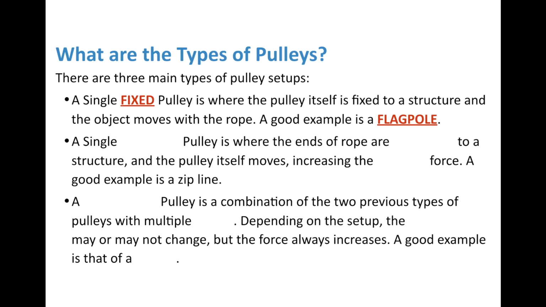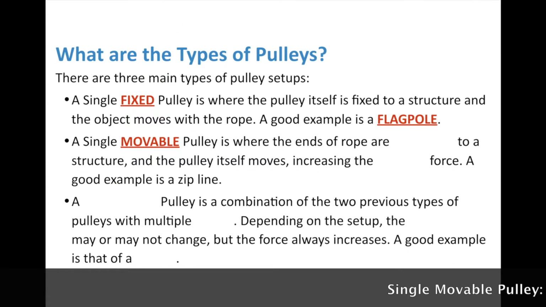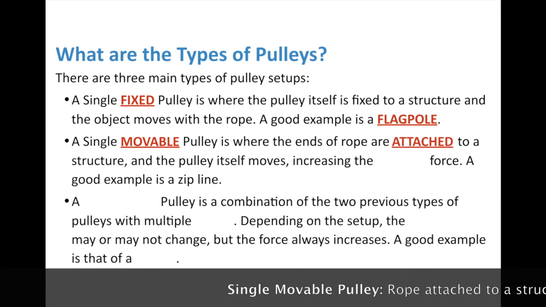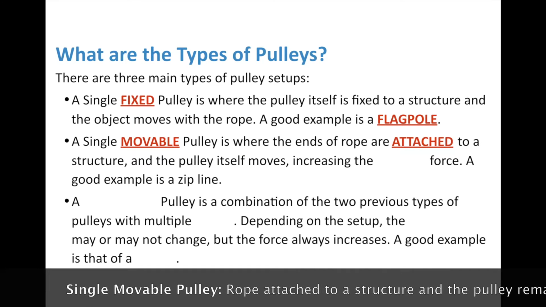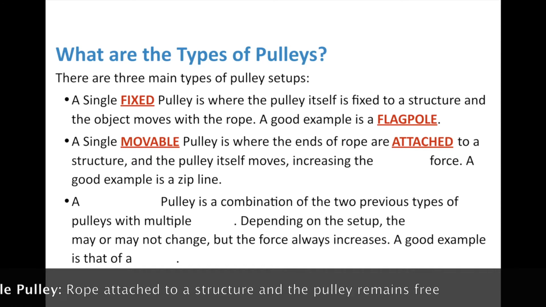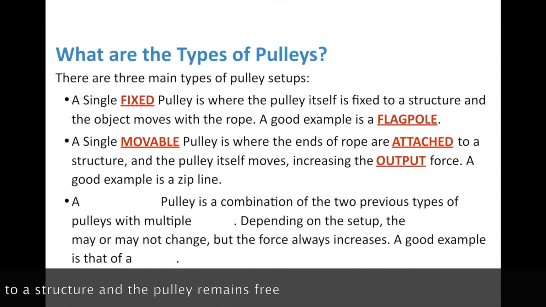Instead of a fixed pulley, we have a single movable pulley. Okay? A movable pulley is where the ends of the rope are attached to ends. The rope doesn't move, but rather the pulley itself moves, increasing the output force. So it moves freely along the rope. A great example of this is a zip line.